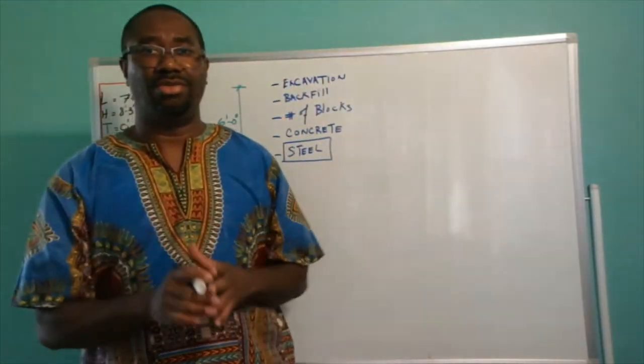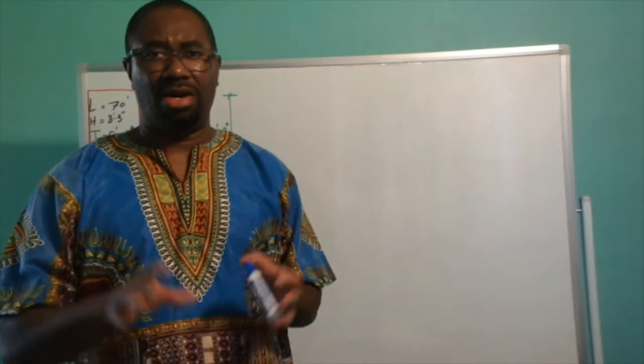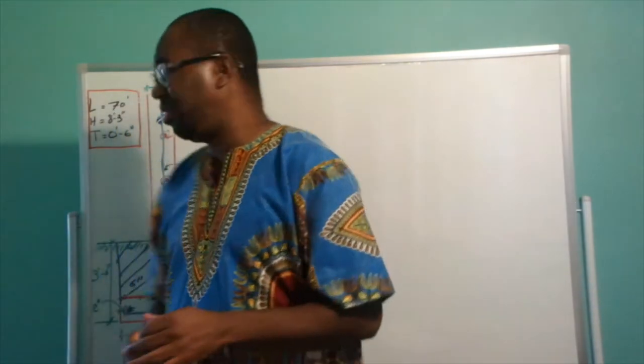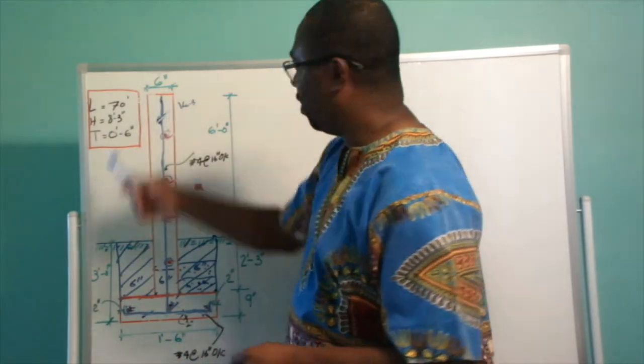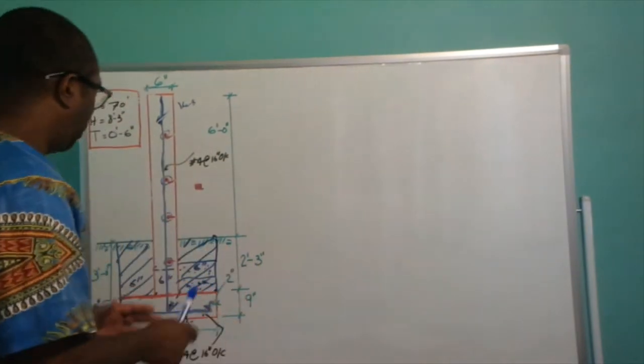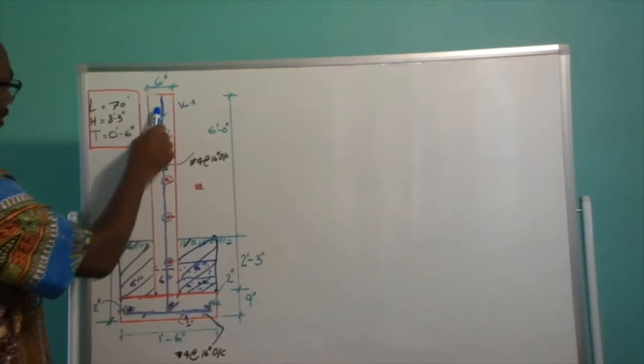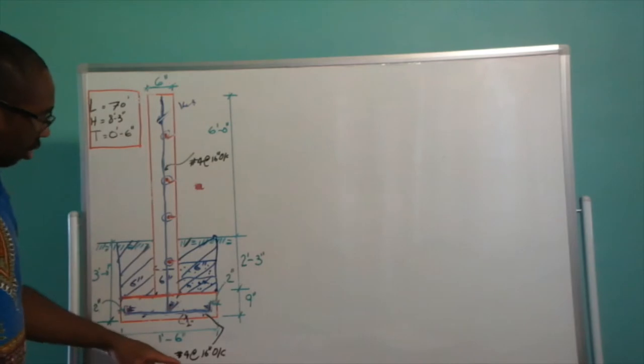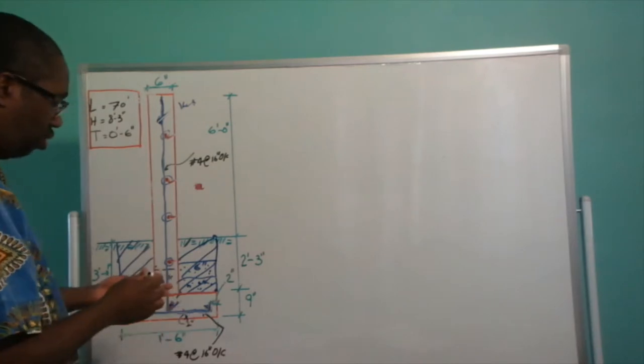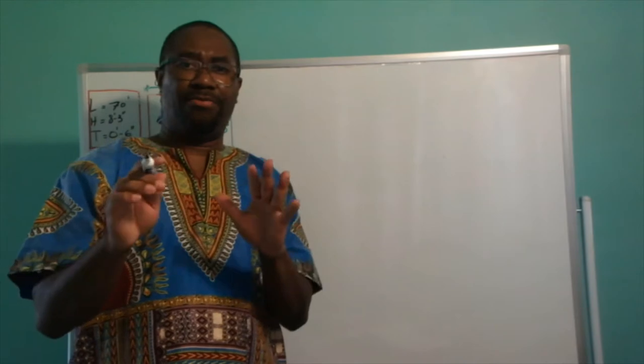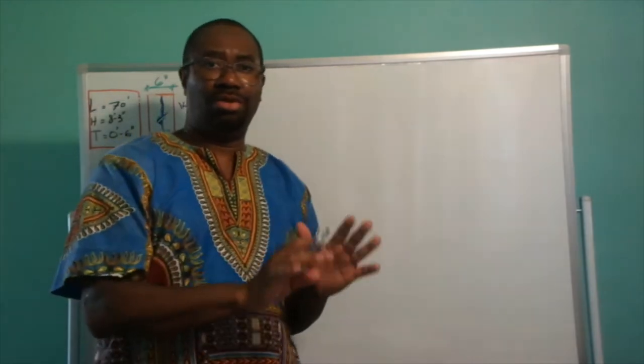So stay tuned. In order for me to calculate the quantity of steel, or the quantity for the reinforcement for this wall structure here, there are certain things that you must observe in detail before you proceed. First, you must observe the type of bars and the color. We have 3 different bars here that we are going to be dealing with.